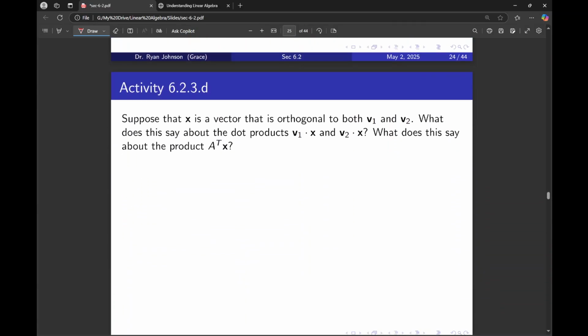Okay? So say that X is a vector. There's an orthogonal of V1 and V2. What does that say about this and this? What does that say about this? Okay, we know they're the same, but if it's orthogonal, what does that tell us about those guys? 0. And so then A transpose X would be the 0 vector. Right?